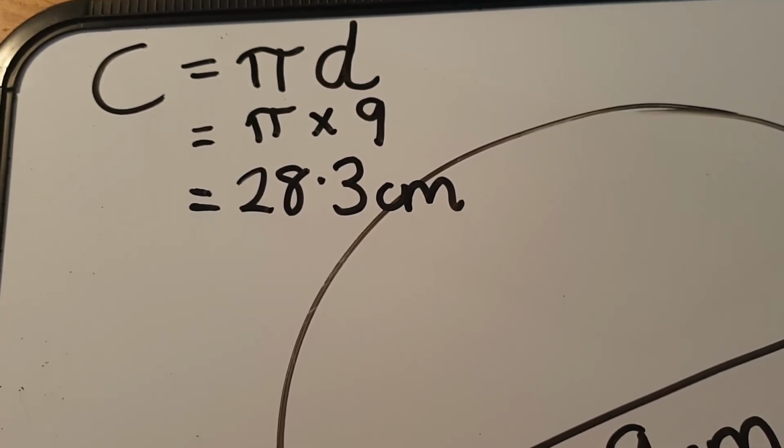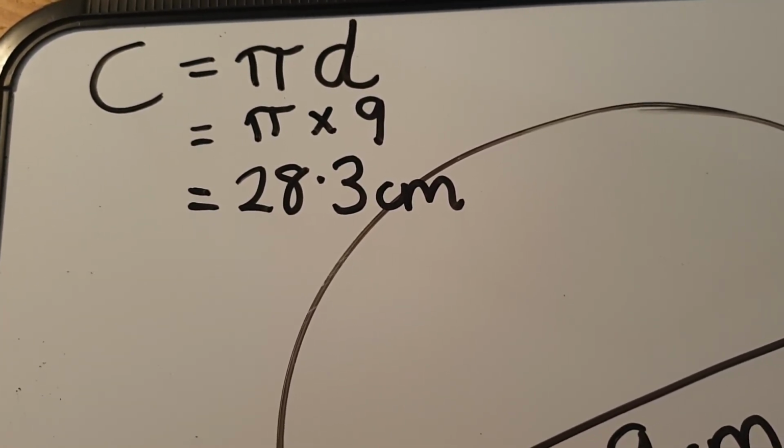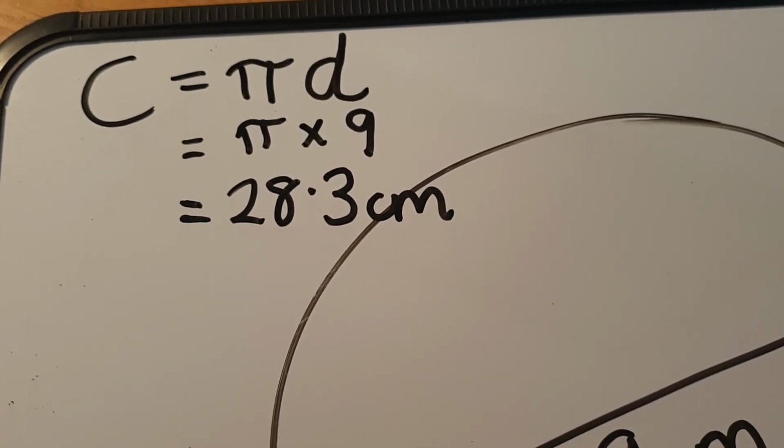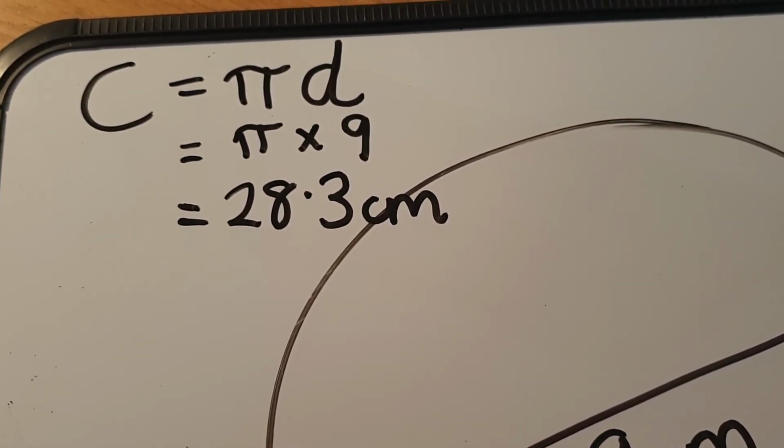And here's the solution here. So you would write C equals pi d, which equals pi times 9, which equals 28.3 centimetres. It's just a length, it's not an area, so don't put a squared on the units.